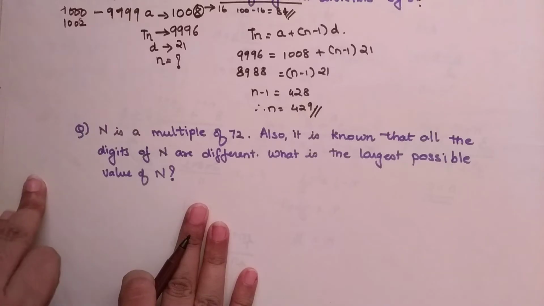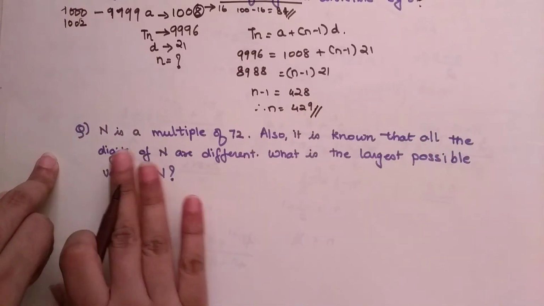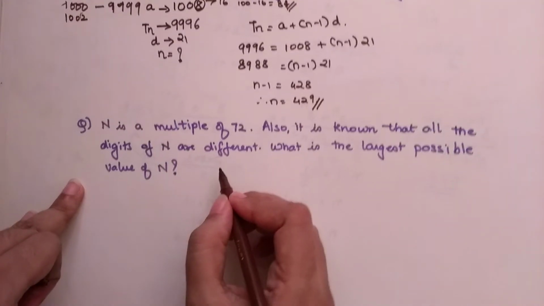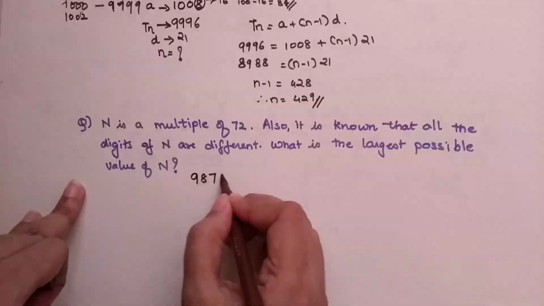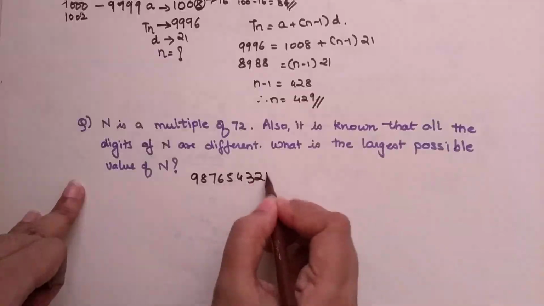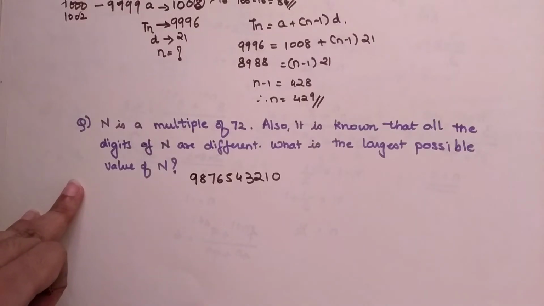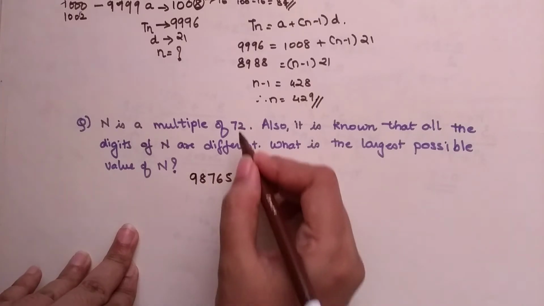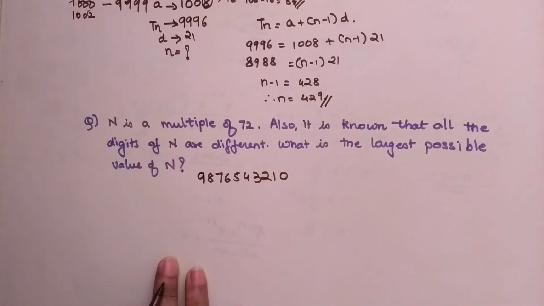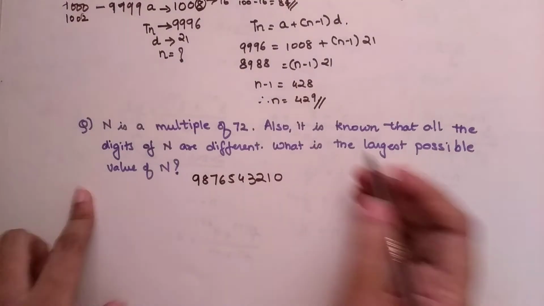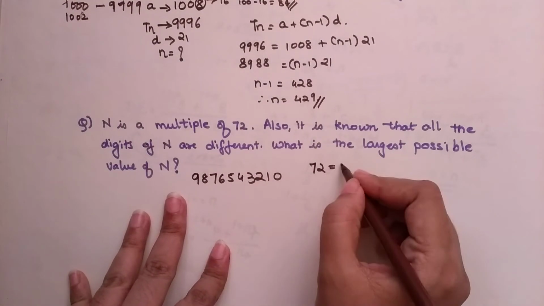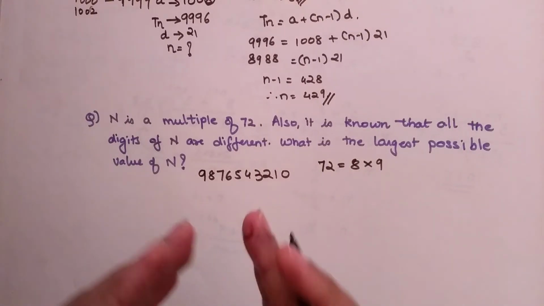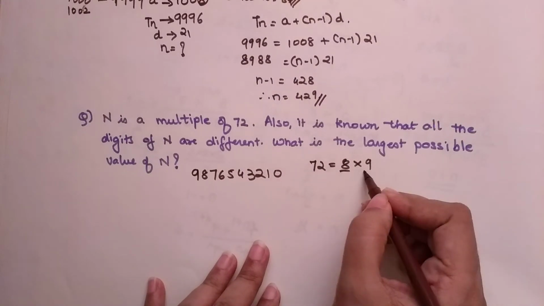Okay, so now since we know that all the digits of n are different, I can first say that the largest possible value will be what? 9, 8, 7, 6, 5, 4, 3, 2, 1, 0. Correct? Now you need to check for this particular number being divisible by 72. Now that looks a bit difficult to understand. So what I will say is, can I say 72 can be written as 8 into 9? Now all you need to do is check for the divisibility test of 8 and 9.